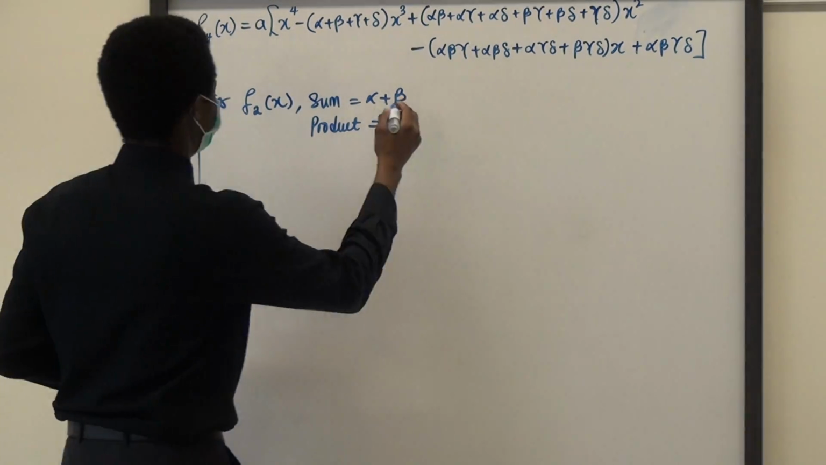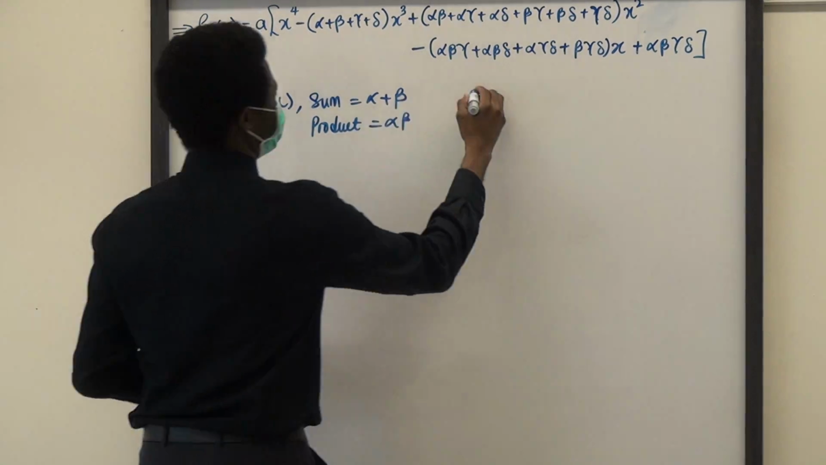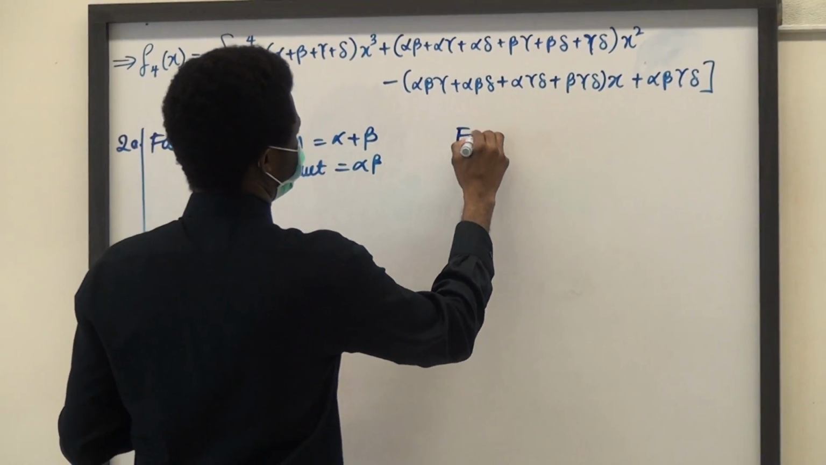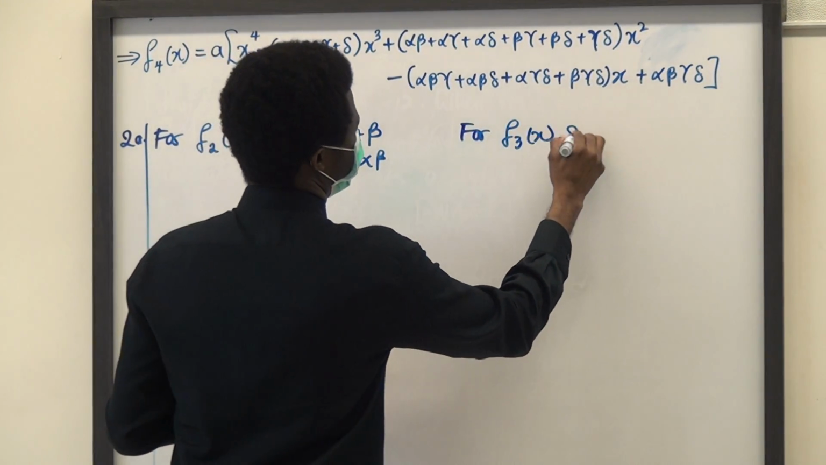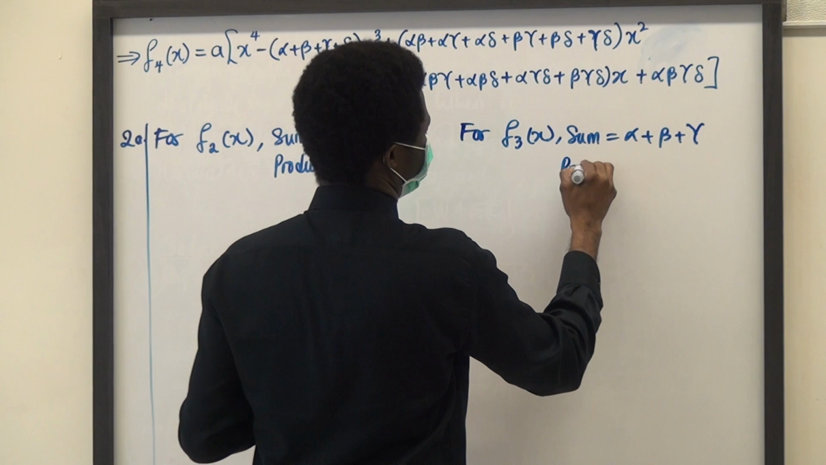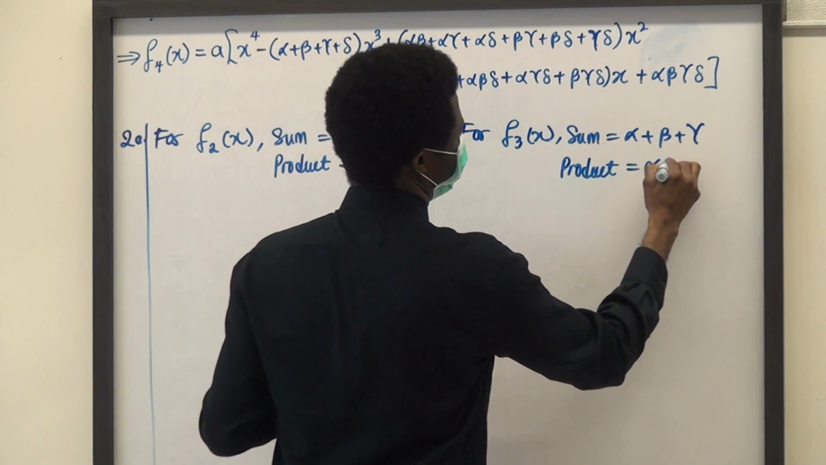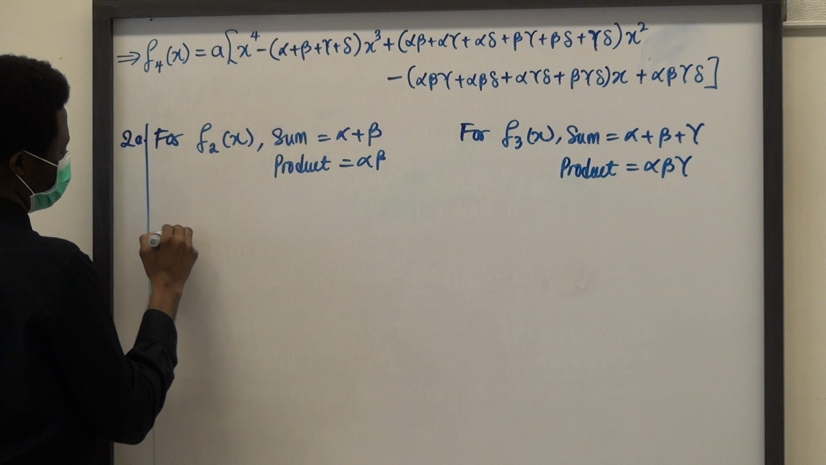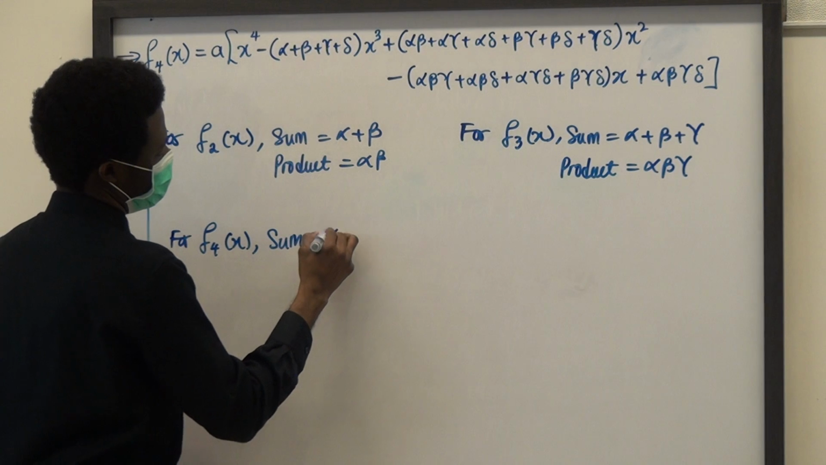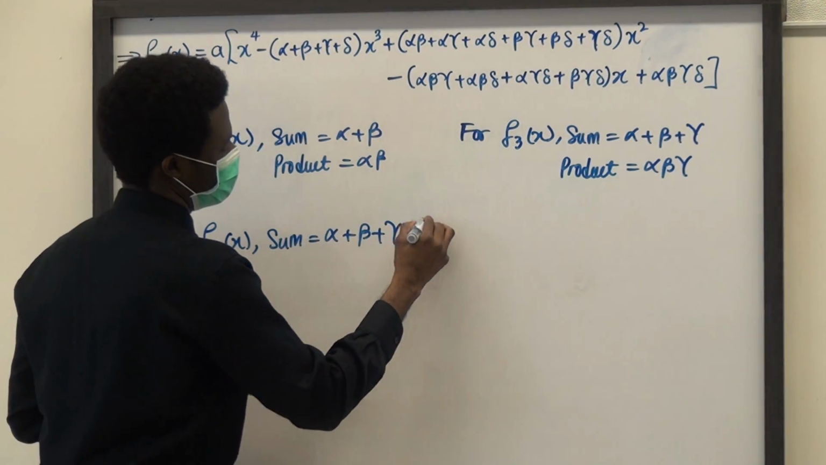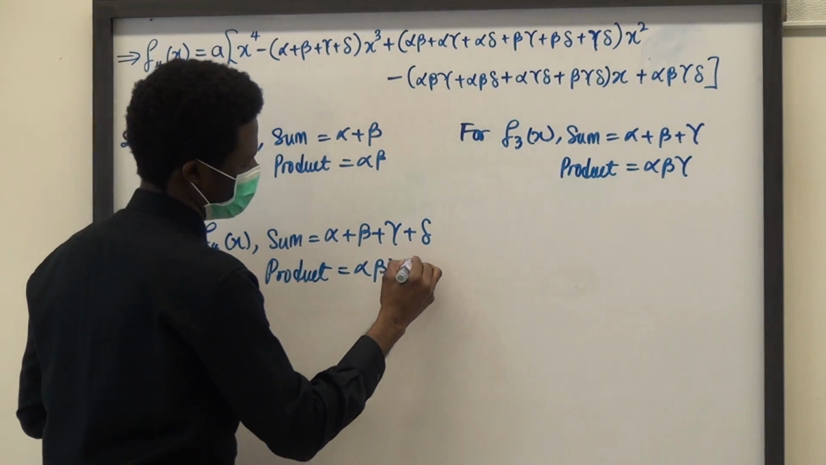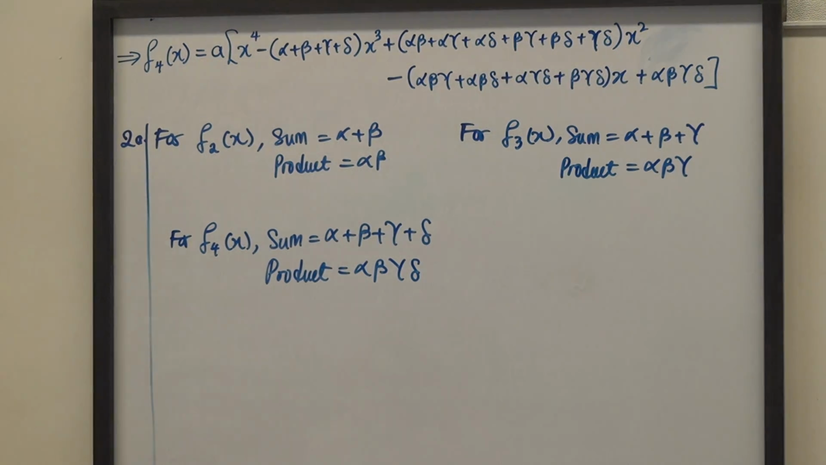Okay? So for f3, I'm just writing this side by side. I do not encourage that, please. For f3(x), our sum will be alpha plus beta plus gamma, and the product will just be alpha beta gamma. And for f4, the sum will be alpha plus beta plus gamma plus delta, while the product is alpha beta gamma delta. That's all about number 2.